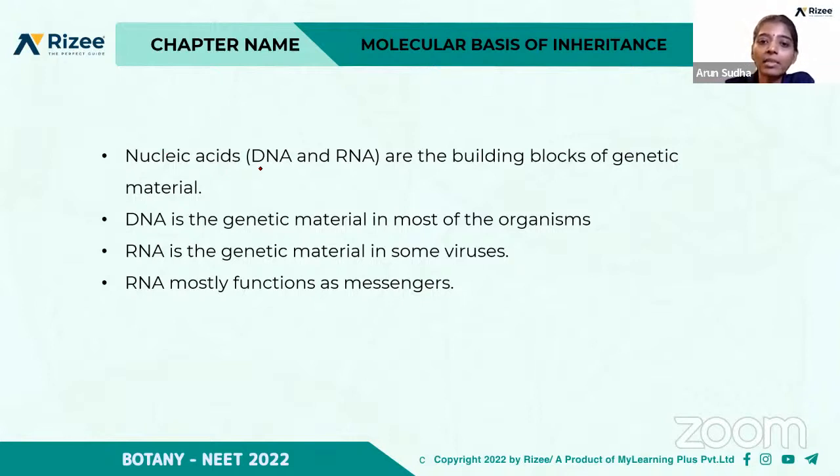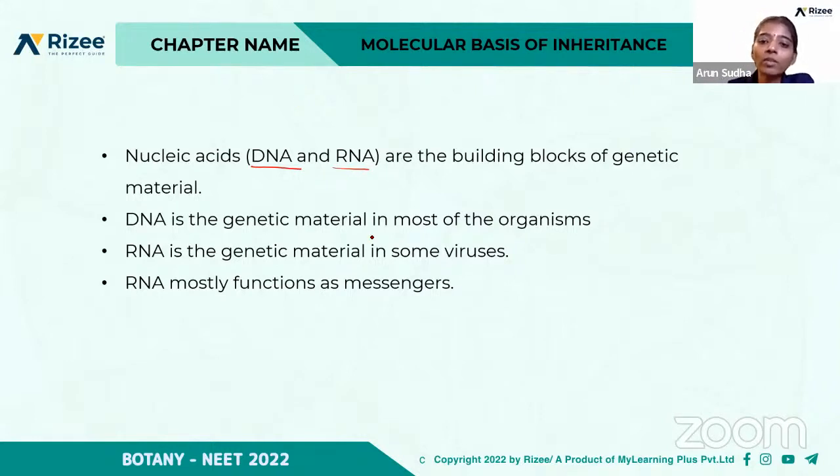So if you take the nucleic acid, what are the different types of nucleic acids? We all know it is DNA and RNA. So what is DNA? It is deoxyribonucleic acid and ribonucleic acid. They are the building blocks, right? So if you take the DNA, here they are made up of the nucleotides.